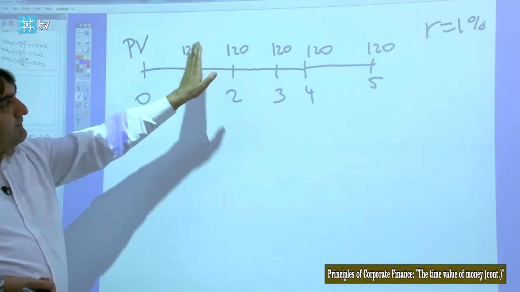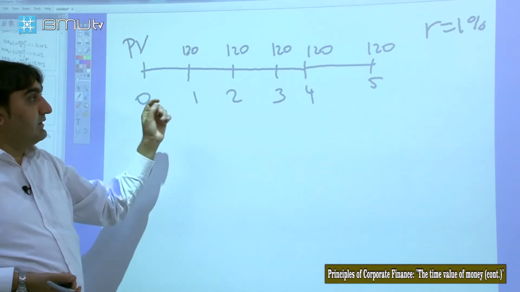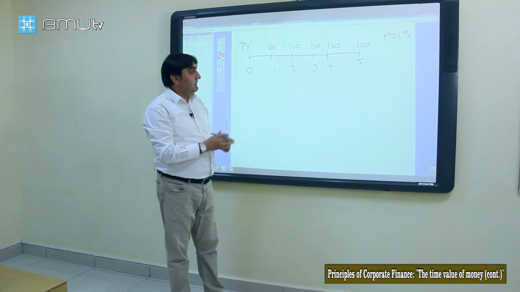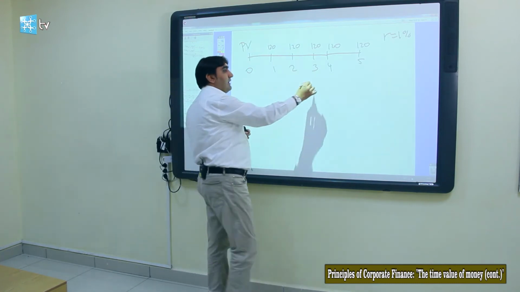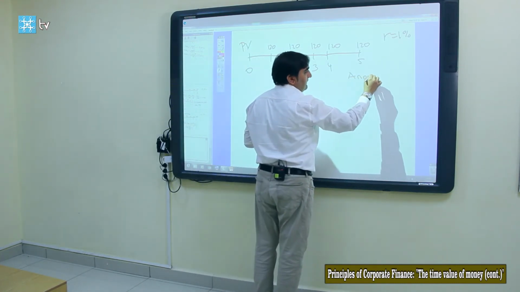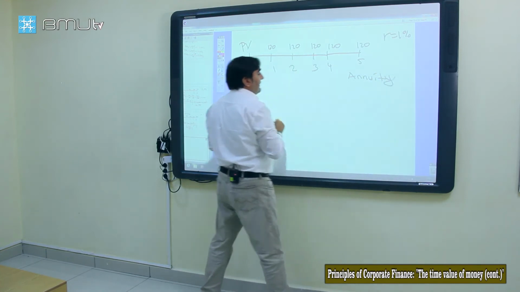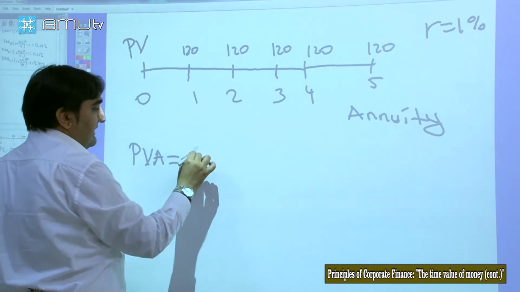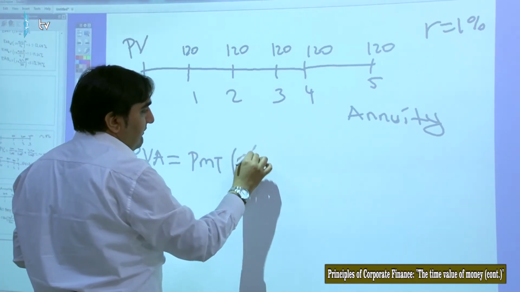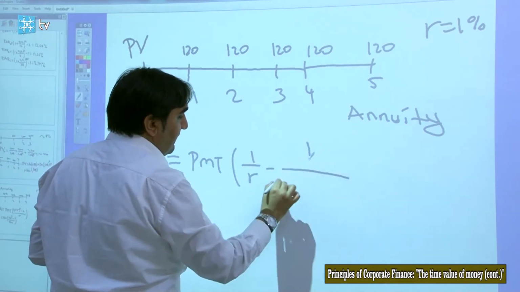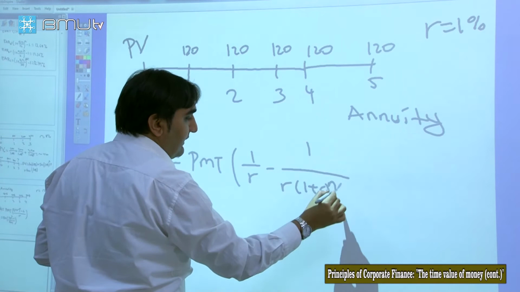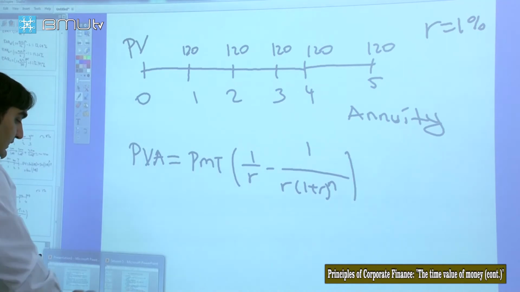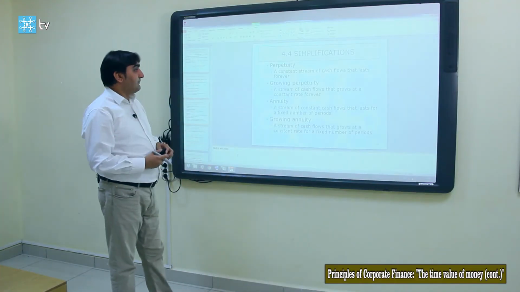Again, we see fixed payments here. There's a mathematical pattern, and the payments are all regular periodic payments. Then we understand that this is an annuity, and we are required to find the present value of the annuity. Applying the present value of annuity formula, that's payment times (1 divided by rate minus 1 divided by rate times (1 plus rate) to the power of n), we find the present value of this whole annuity.